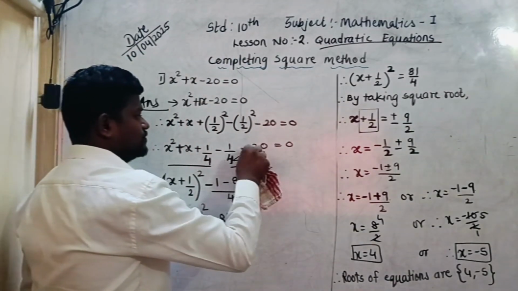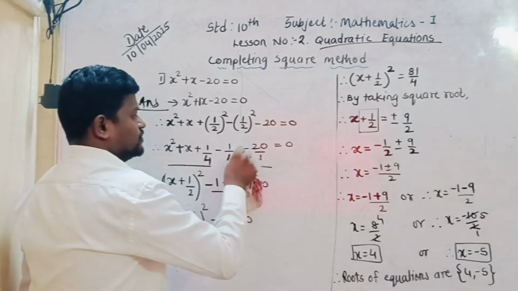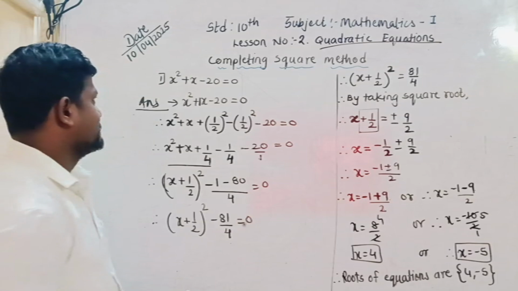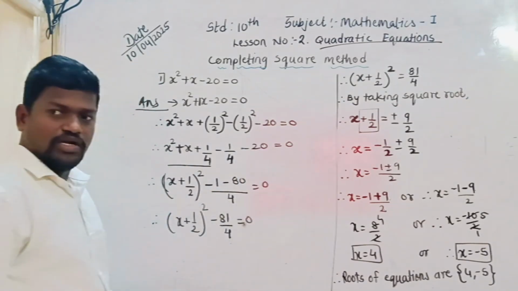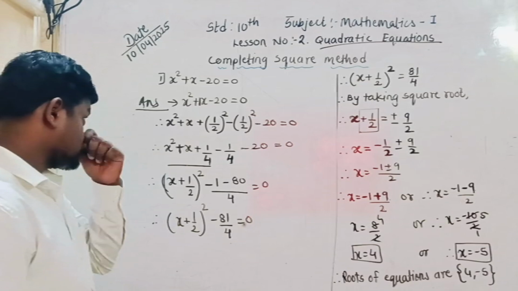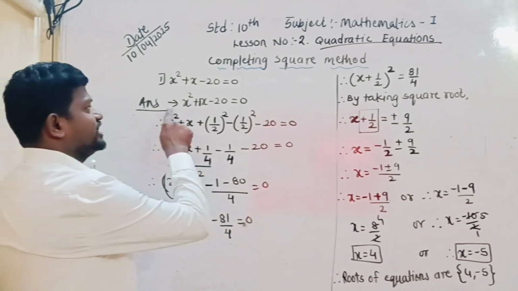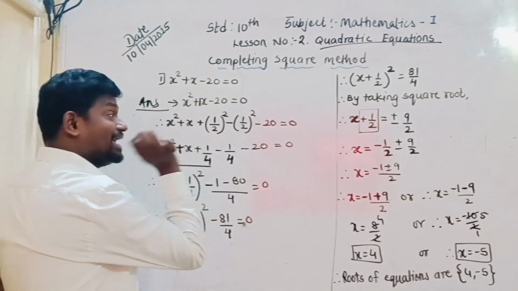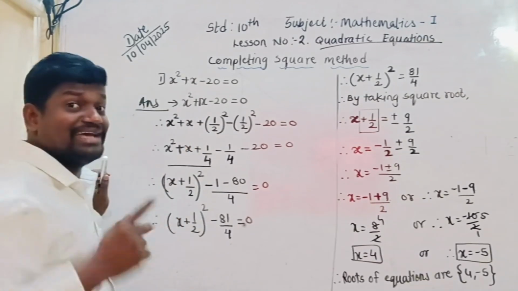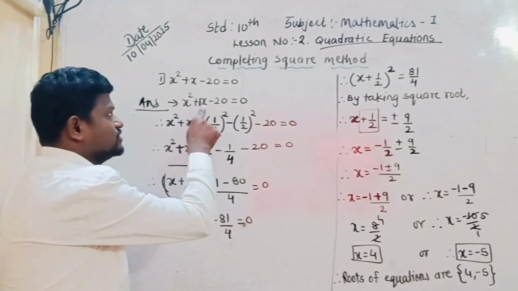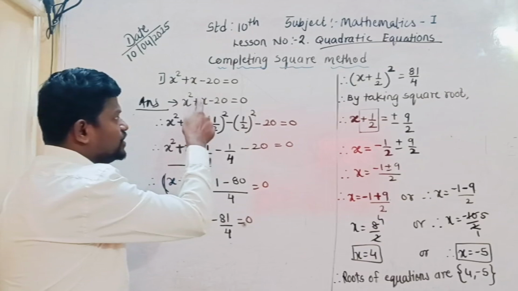So our question is x square plus x minus 20 equal to 0. First of all, check the coefficient of x. So x is here, here x square. We have to find the coefficient of x. So x is this one, so we have one value here.